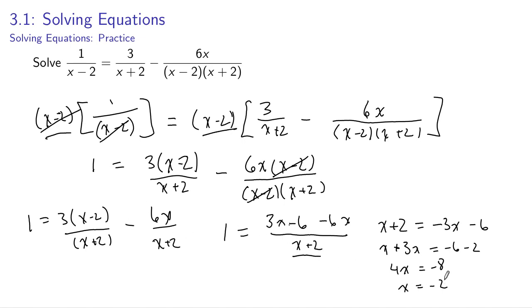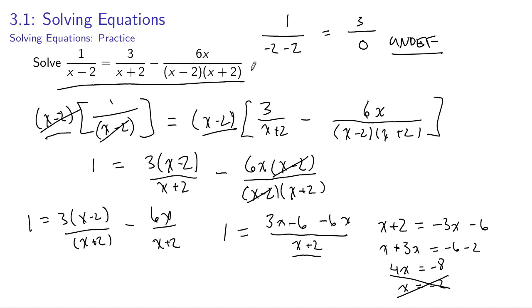So let's check. If we plug minus 2 into this equation, we'll have 1 over minus 2 equals 3 over minus 2 plus 2. Uh-oh, I already see a problem. Minus 2 plus 2 is 0. When we do minus 2 plus 2, we'll have division by 0, which is undefined. So this is not a solution. It's extraneous. Since that was the only possible solution we came up with, this equation has no solution.